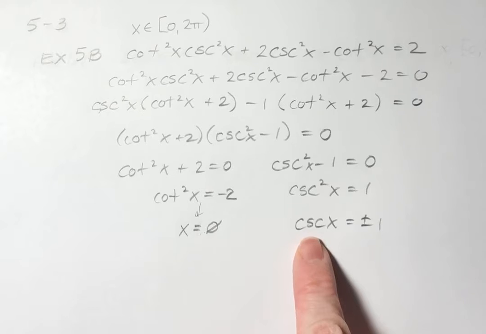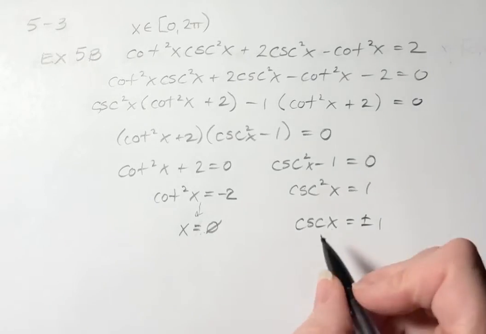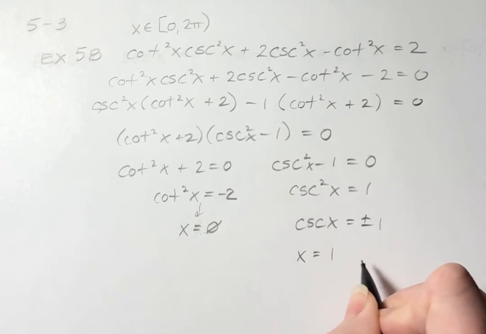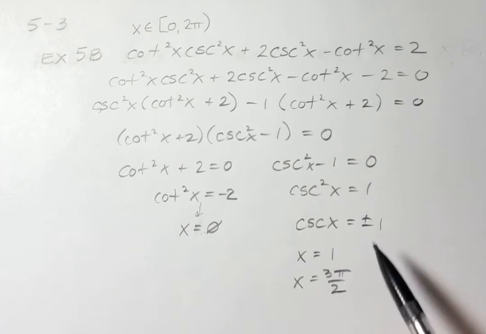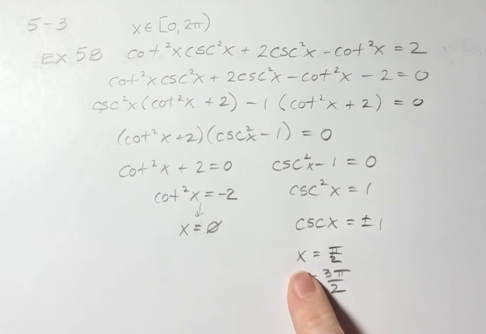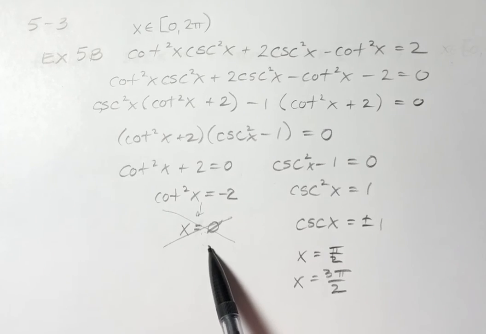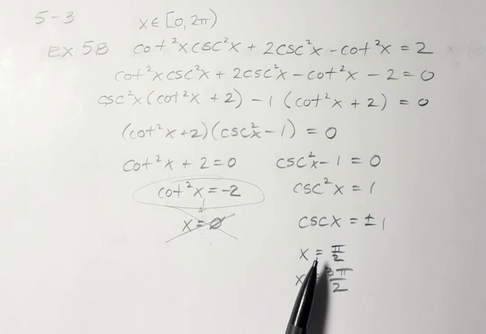So cosecant is equal to 1 at pi halves, and cosecant is equal to -1 at 3 pi halves. I think I said it wrong the first time, but those are going to be your two solutions. So the problem itself does not have no solution, just this piece has no solution. The original problem has two solutions, pi halves and 3 pi halves.